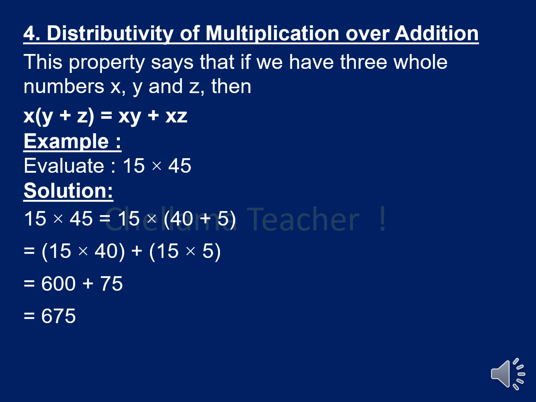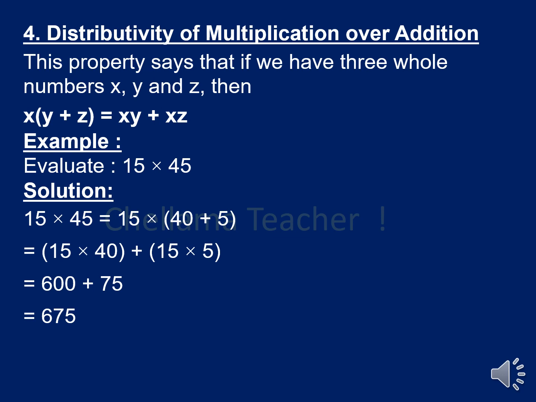The fourth one is distributivity of multiplication over addition. This property says that if we have three whole numbers x, y and z, then x into (y plus z) is equal to xy plus xz.